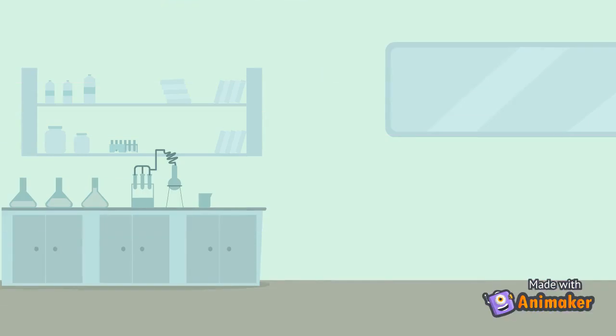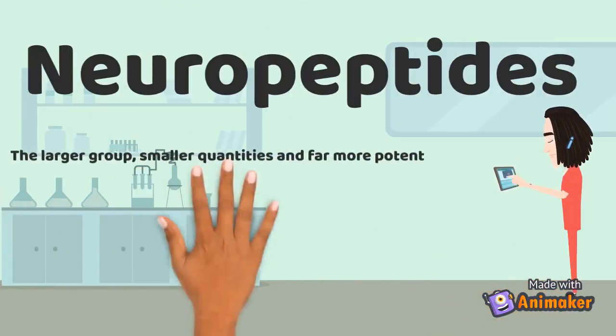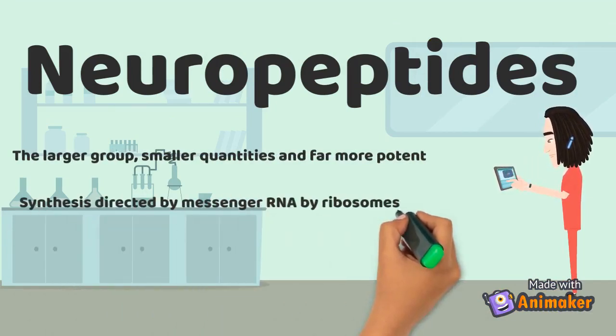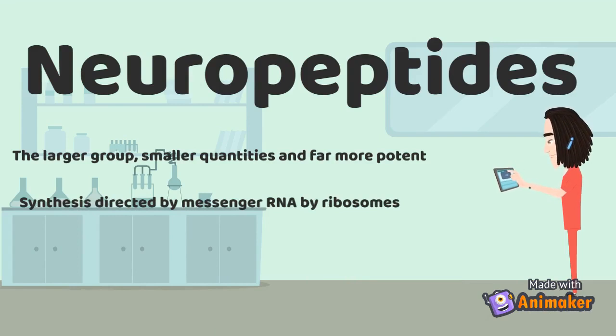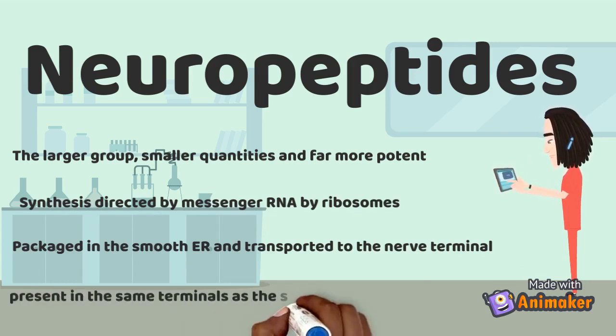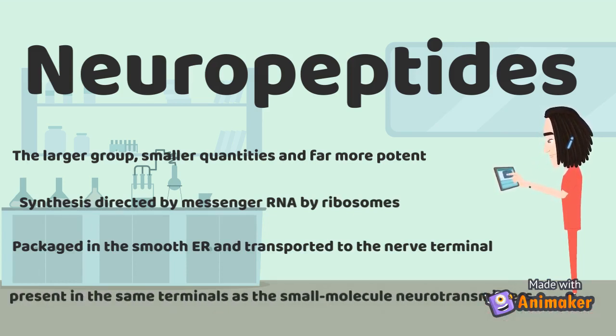Second major neurotransmitter group, neuropeptides, present in smaller quantities but far more potent. Synthesis is directed by messenger RNA by ribosomes. It is packed in the smooth ER and transported to the nerve terminal for later release by a calcium-dependent process. In many cases, the neuropeptides are present in the same terminal as the small molecule neurotransmitter and are released together with them. Peptides are not recycled but inactivated by enzymatic breakdown.